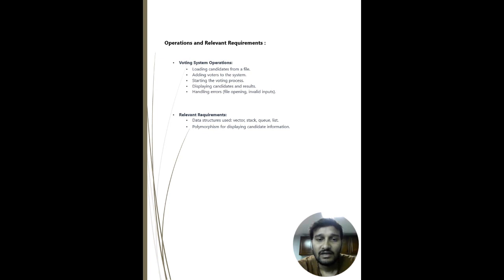Next is displaying the candidates. In voting system, we have another method, display candidates. This method shows the list of candidates for voters to make selections. It displays the names and, if available, party affiliations of the candidates to help voters make informed choices about the selections. Next is casting their votes.